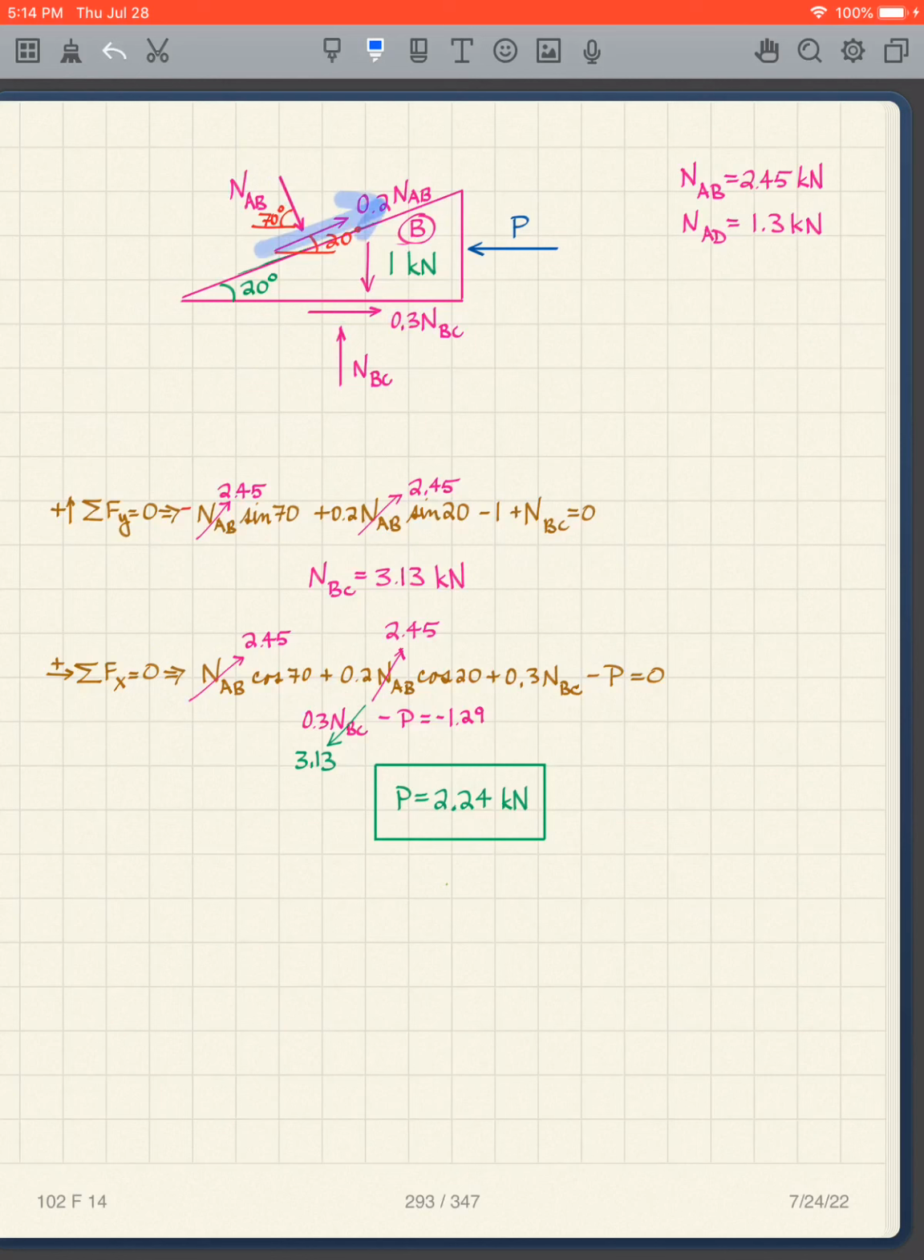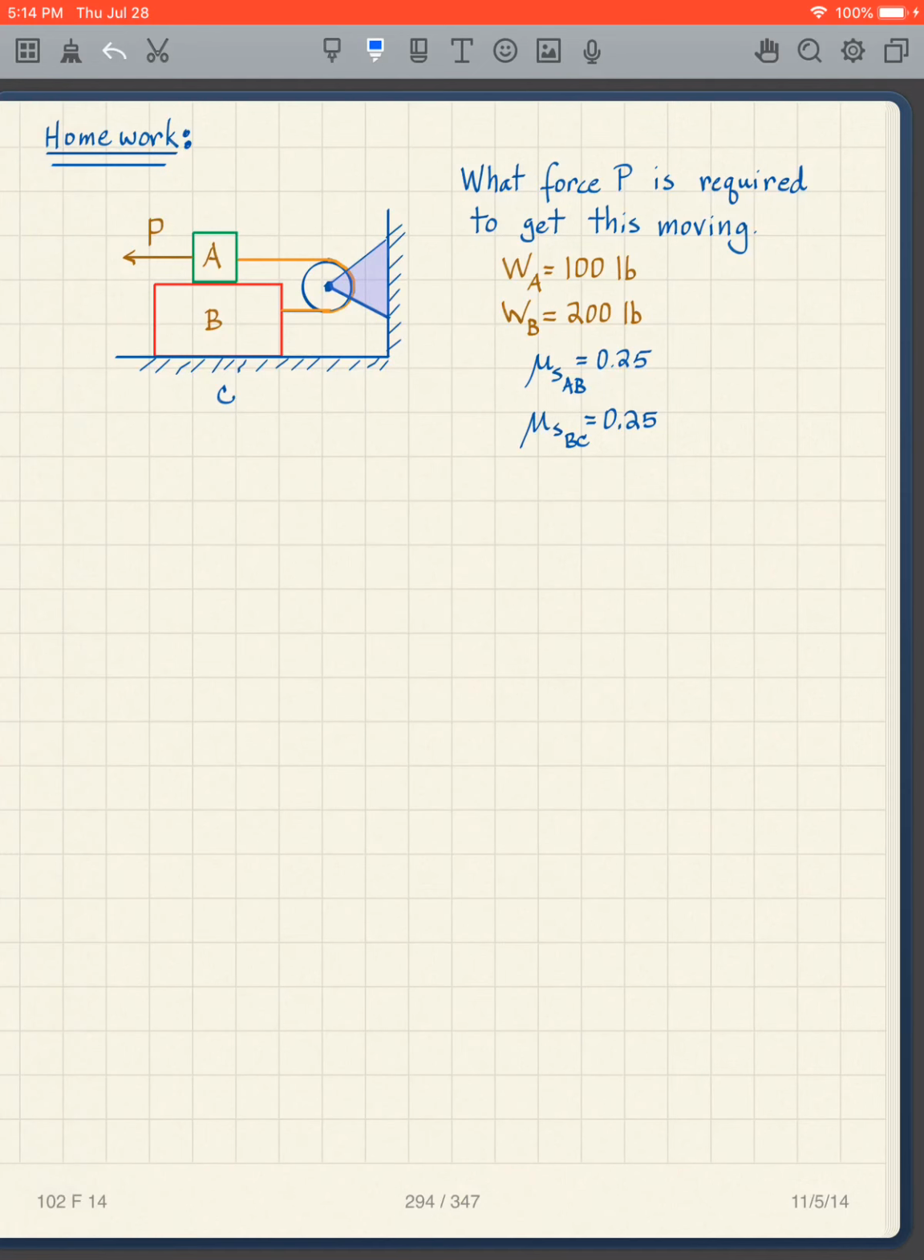And then this one goes to the right, so it's going to be positive, plus 0.2 NAB cosine of the angle, cosine 20 degrees in this case. This is to the right, so it's positive, plus 0.3. And this is going to the left, so it's negative, minus P. I know what NAB is, and I know what NBC is. So the only unknown I have in this equation is P, and I can solve for P, and I get 2.24 kilonewtons. That's what it takes to move that one, 2.24 kilonewtons.